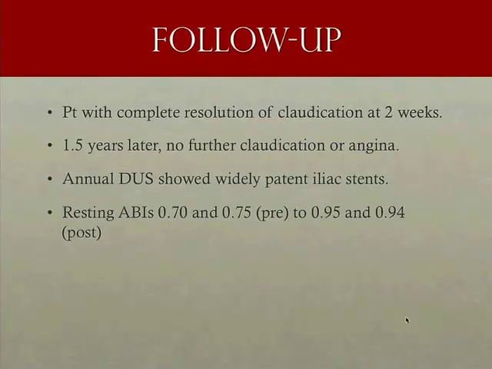So here, in follow-up, the patient came back to me in 2 weeks and had a complete resolution of his claudication, and in fact, a year and a half later, continues to remain both angina and claudication free, and is very pleased. Again, he's 78 years old, so his functional capacity is somewhat limited, but he's able to conduct all his activities of daily living. His annual duplex ultrasound continues to show widely patent iliac stents, and his resting ABIs continue to remain within the essentially normal range, initially 0.7 and 0.75, to now 0.95 and 0.94. So overall, quite a gratifying result.